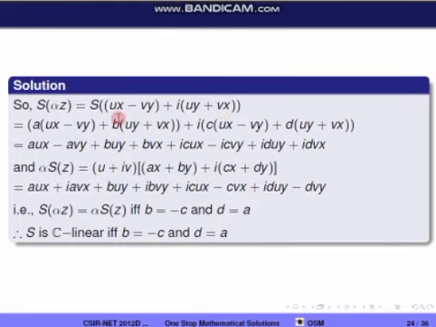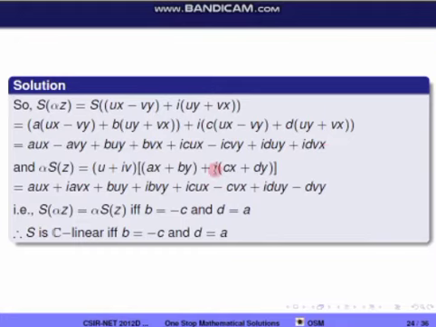So this is equal to S of this. So we know S of x plus iy is equal to ax plus by plus i into cx plus dy. Do that. So this is equal to a into ux minus vy plus b into uy plus vx plus i into c of ux minus vy plus d into uy plus vx. So now write a terms first, then b terms, then c terms, then d terms. So this is equal to aux minus avy plus buy plus bvx plus icux minus icvy plus iduy plus idvx. So keep those terms there.